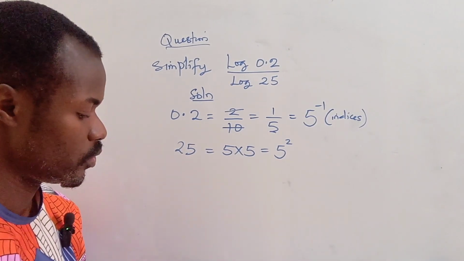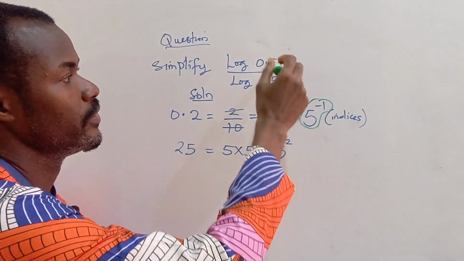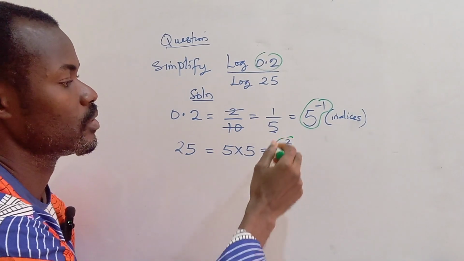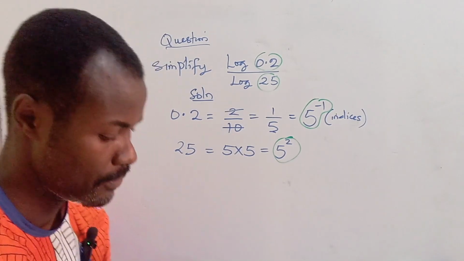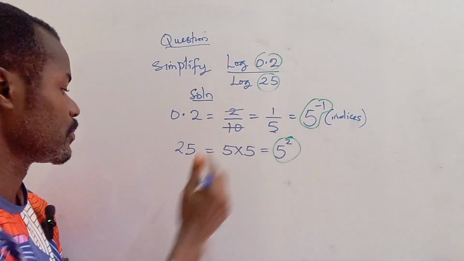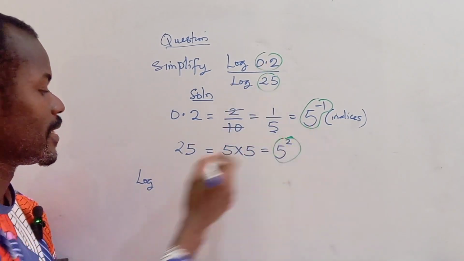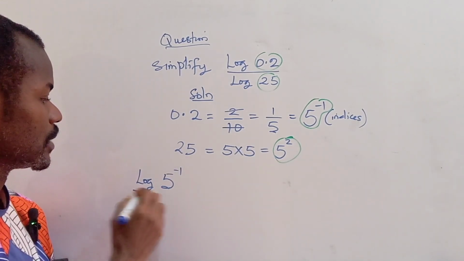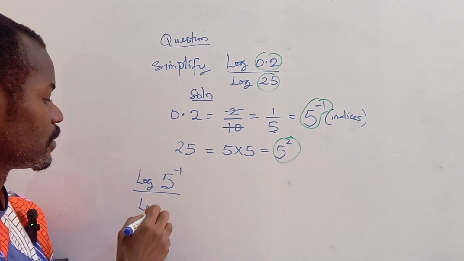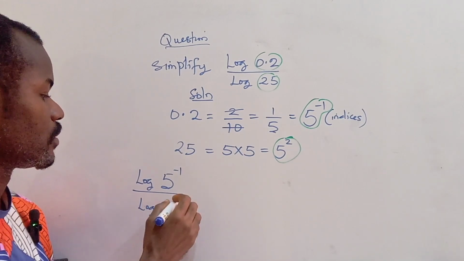So all I need to do in this problem is substitute this for this, and substitute this for this. So let's do that quickly. This expression is going to be log. Instead of 0.2, I have 5 raised to the power of minus 1, divided by log 25, which means 5 raised to the power of what? 2.